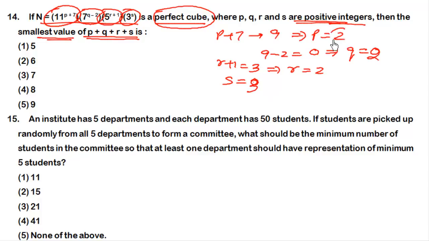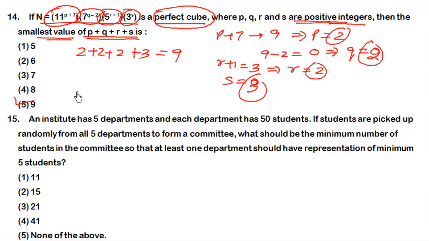So we got the value of p to be 2, q to be 2, r to be 2 and s to be 3. So straight away we can say that the total would be 2 plus 2 plus 2 plus 3, which comes out to be 9. So option 5 is the right answer. Now let's move to the next question.